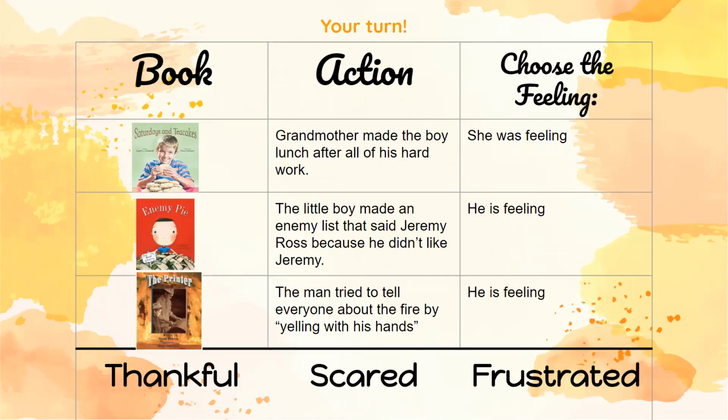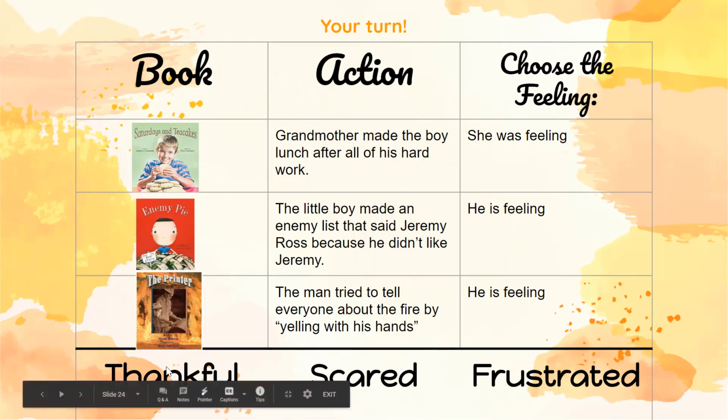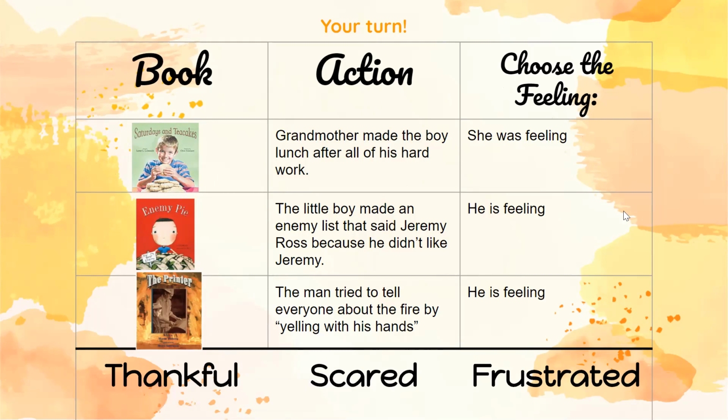Okay, now it's your turn. You are going to have this slide in your Google Classroom. And what you're going to do is you're going to look at the title and the action, and then you are going to choose the feeling. Okay, so I gave you three options: thankful, scared, or frustrated. Each one of these connect with one of the books. So if you think that thankful is the correct answer, you would go in and type it here, or here, or here. You're going to use each of these words and connect it with the action.